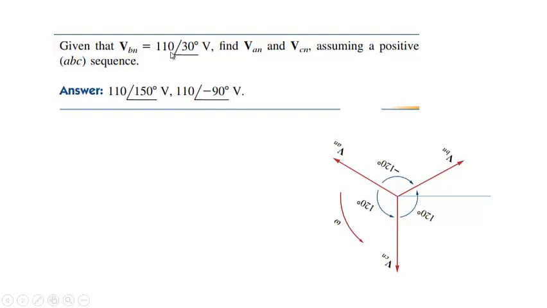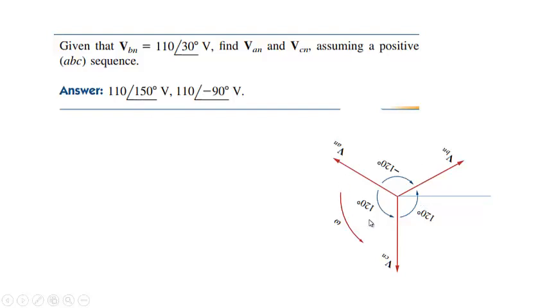This is VBN. What will be VAN? VAN will be leading to this VBN by 120 degree. That means we have to add 120 degrees to get VAN. That is, it will be 110 plus 120, that is 110 at an angle of 150 degrees. Similarly, VCN will be 120 degree leading to this VAN by 120 degrees. So that means VCN will be equal to 150 plus 120 degrees, that is equal to 270 degrees.